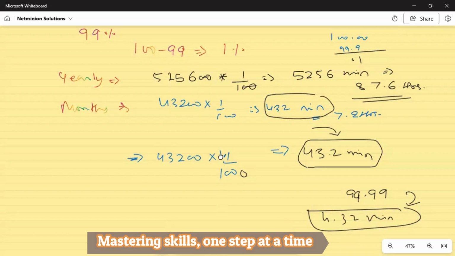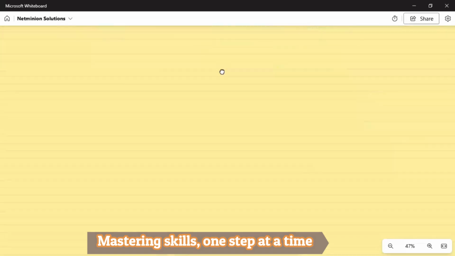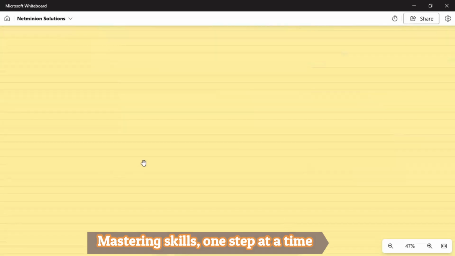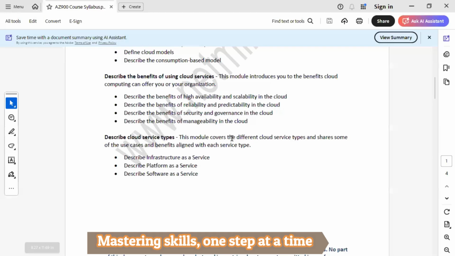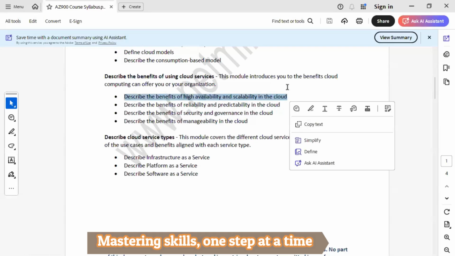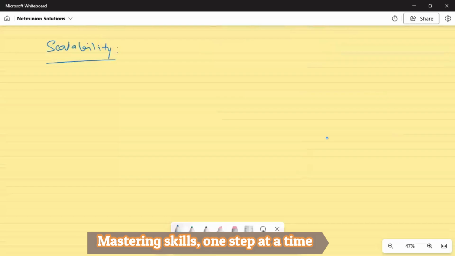Okay, now let's go ahead. So this is your high availability. Now, the second concept is scalability. Let us see. So, high availability and scalability. What does scalability mean?